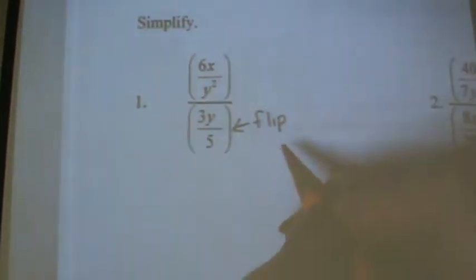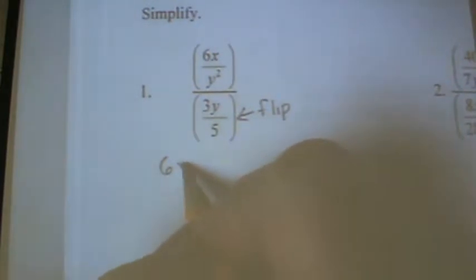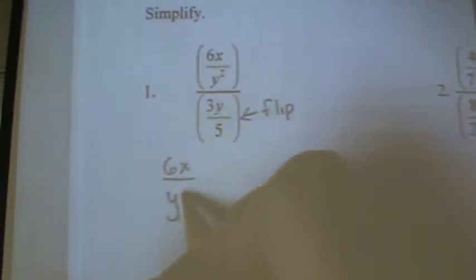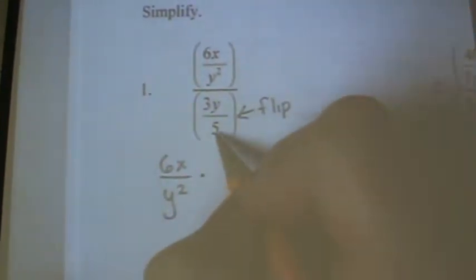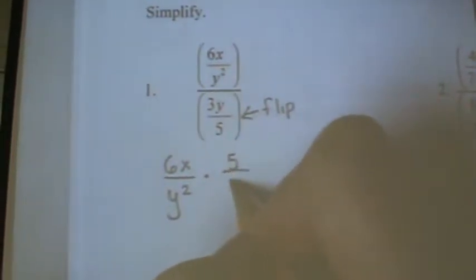Problem number 1 is we don't have to add or do any subtraction. We can right away, what are we going to do with this? We're going to flip and multiply this one. So you have 6x over y squared. We're going to multiply by what? 5 over 3y.